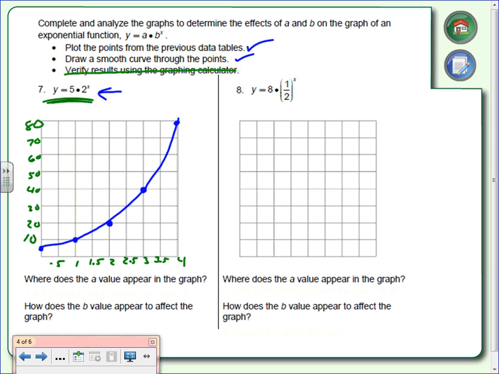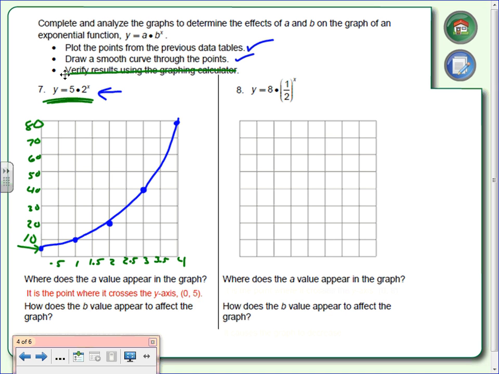Let's look at these 2 questions below it. Where does the value of a appear in the graph? Let me remind you, what was the value of a? Is it the 2 or the 5? 5. And where exactly is it on the graph? On the 0, 5. Where is 0, 5? What is this thing? The y-axis. It's on the y-axis. Notice this 5, our a value, is right on top of the y-axis. We're looking at this point right there. That's where the 5 is at. It's right on top of the y-axis.